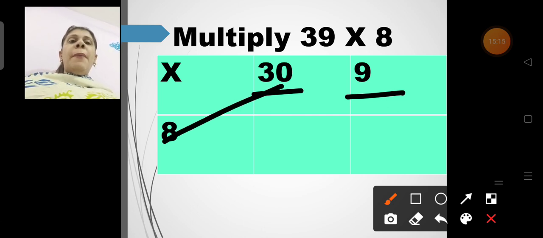Now 30 multiply by 8. We don't know the 30 table. So what will we do? We will multiply 3 by 8 first.